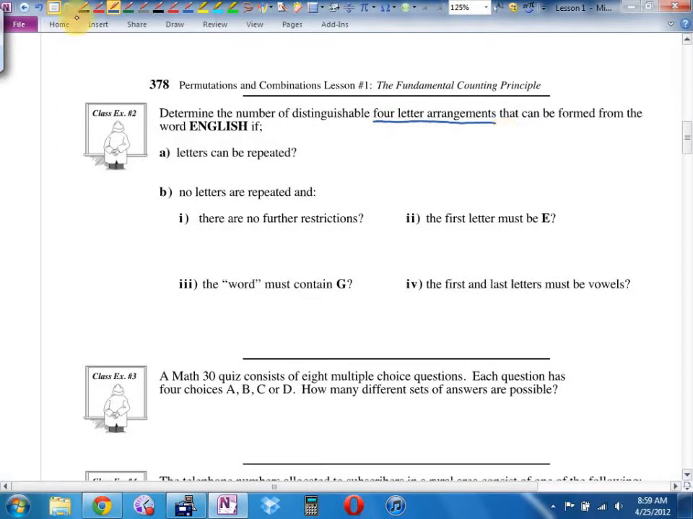Over here, I'm going to draw my little Scrabble bag, and I'm going to go E-N-G-L-I-S-H. And I tend to scramble them just so I don't inadvertently spot a word pattern that shouldn't be there.